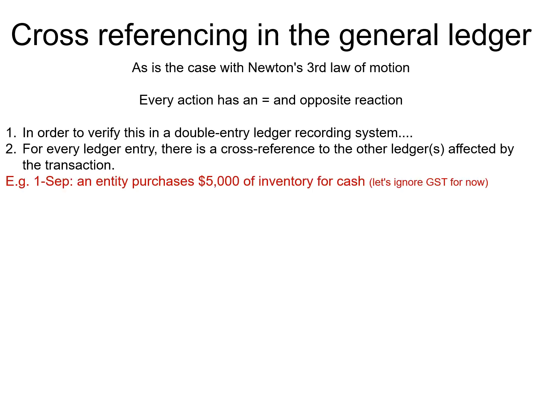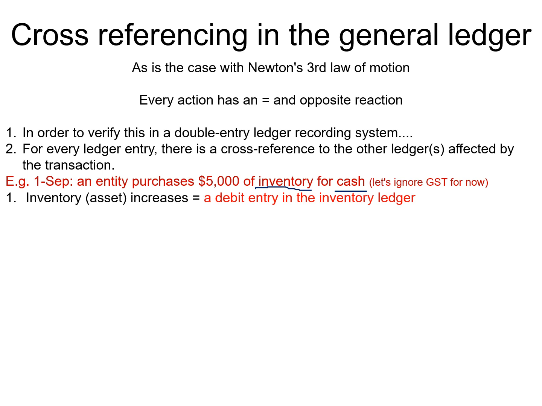Let me illustrate. So we've got a transaction here. An entity has purchased $5,000 worth of inventory for cash. Let's ignore the GST to keep things nice and simple. So the first thing we need to do is work out the 2 accounts affected, the 2 ledgers. Obviously, one is inventory, and we've got less money in the bank.